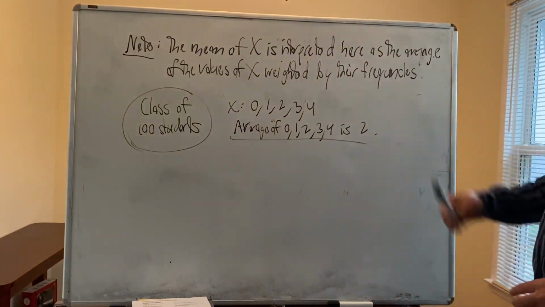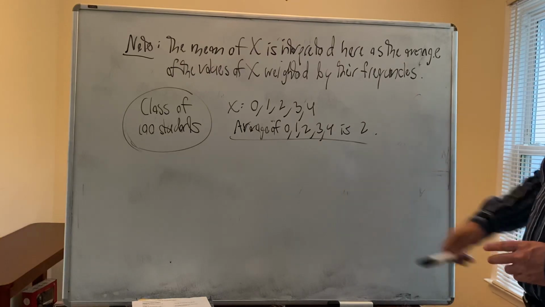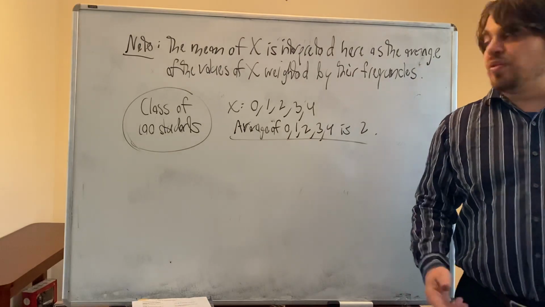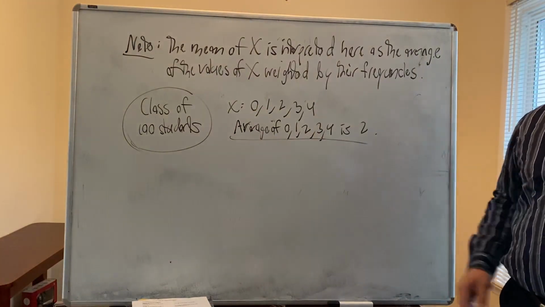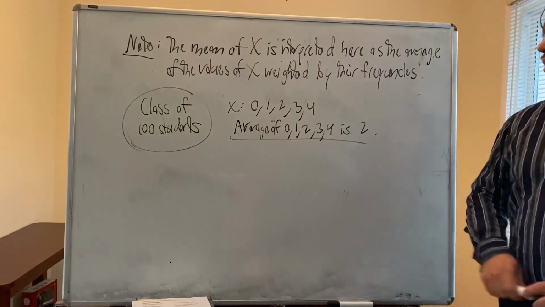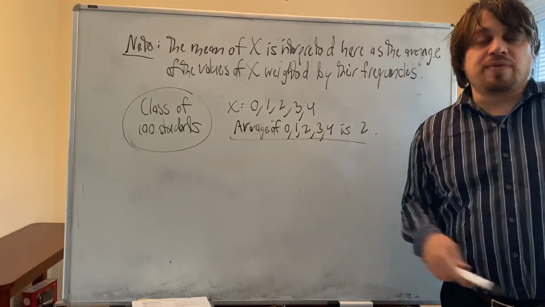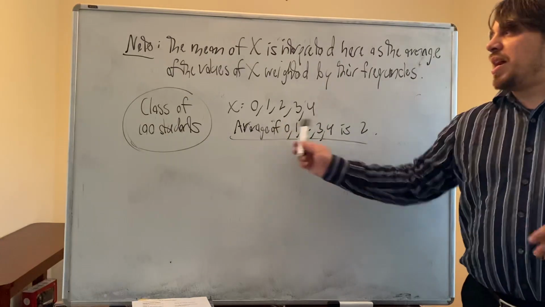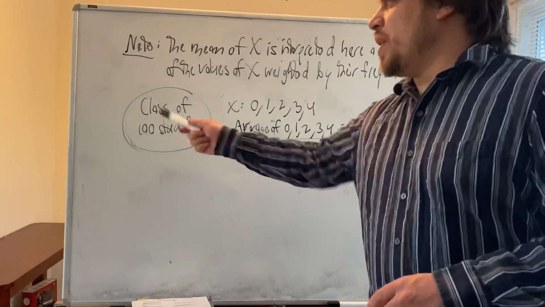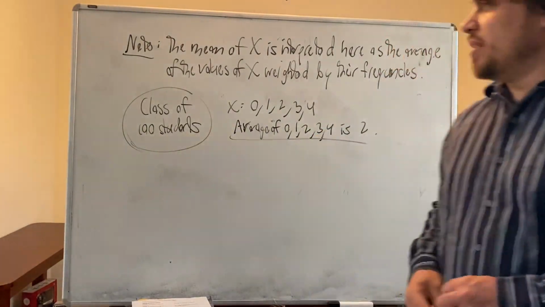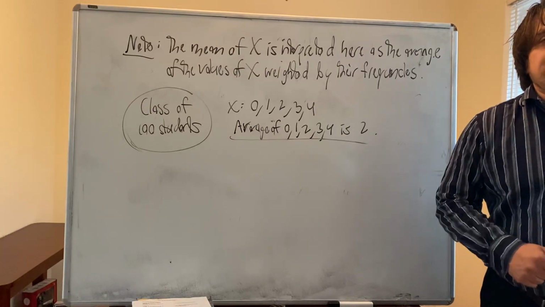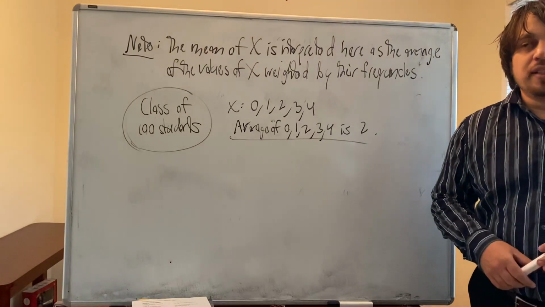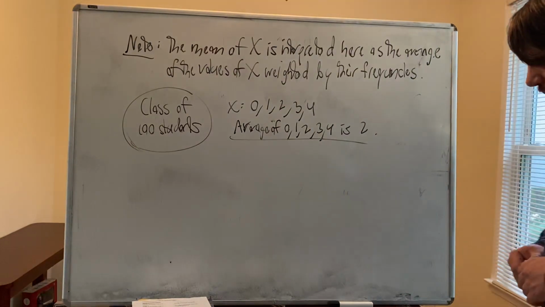So that's what it means. The mean of x is interpreted here as the average of the values of x weighted by their frequencies. And so we're not treating each grade as being equal. A grade of 0 is not the same as a grade of 4. It's not the same as a grade of 3 or 2. Maybe we weight 3 more than we weight 4, maybe more people would get a 3 than a 4. And so it's not the average of possible grades. It's the average of the grades weighted by their frequencies, weighted by, in this case, how many students got each grade. Okay, so that's really the meaning of the mean of capital X.